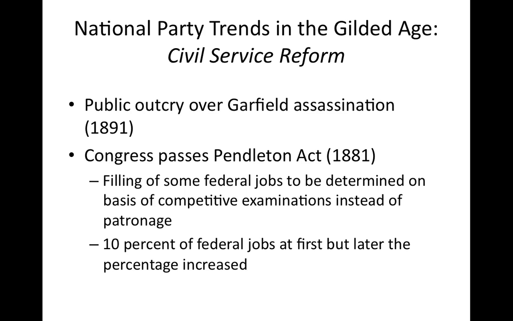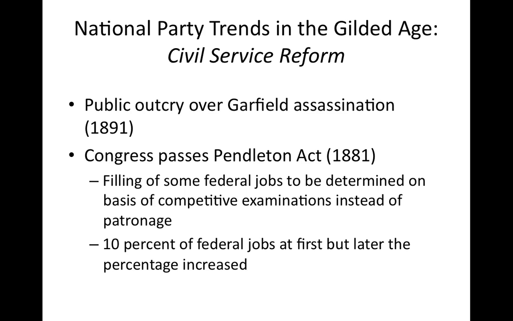People said enough is enough when it comes to patronage. We have to fix this system. It can't be all about just giving your buddies jobs. So Congress, pushed by the public outcry over the assassination of a sitting president, passes the Pendleton Act in 1881. The Pendleton Act is basically a form of civil service reform. Civil service, or the civil service, is the group of people who work for the government. Civil service reform is the reform or fixing of problems with the civil service.